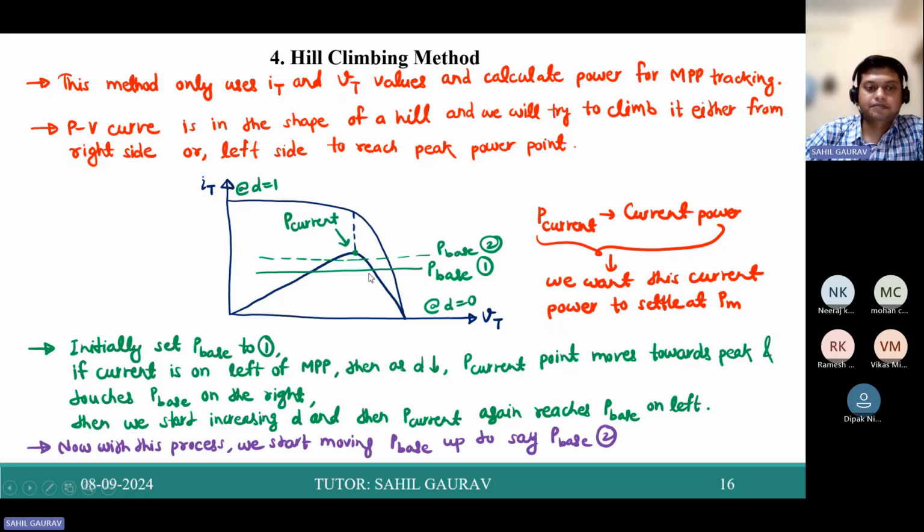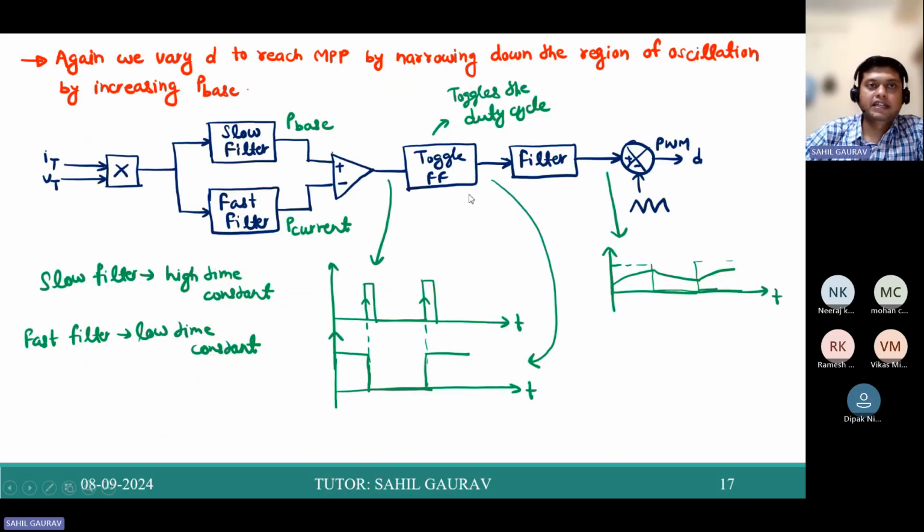With this process, we start moving P base up. Initially it was at P base 1, and now, after moving along this curve, we move P base up to P base 2. Again, we will vary D to reach MPP by narrowing down the region of oscillation by increasing P base. So how can you implement this hill climbing method?